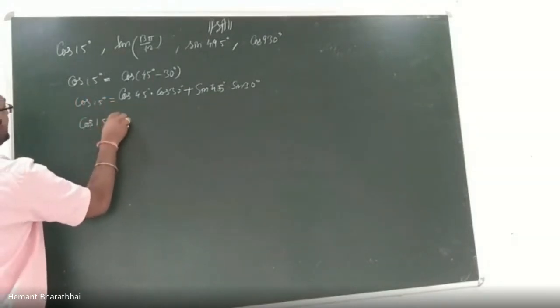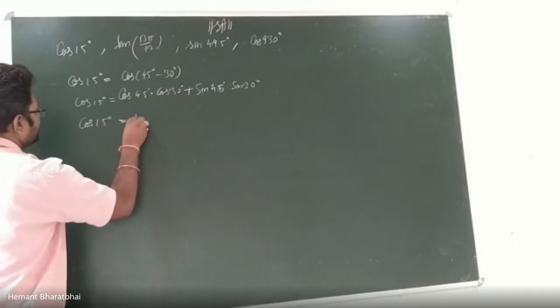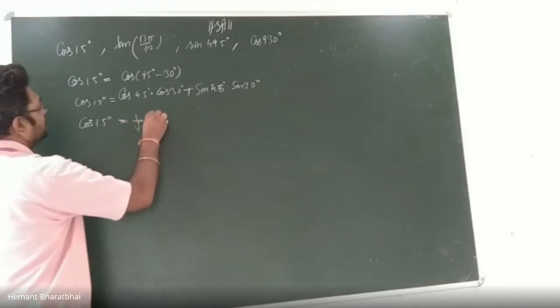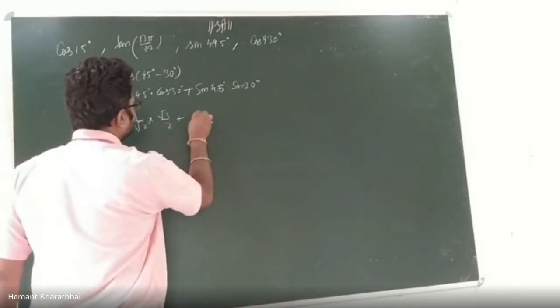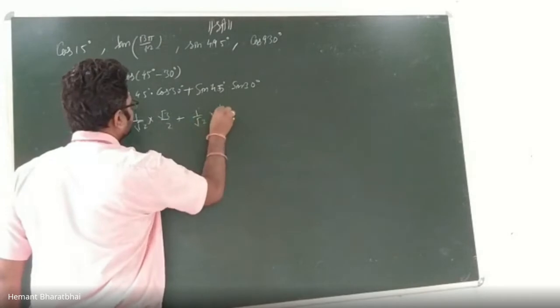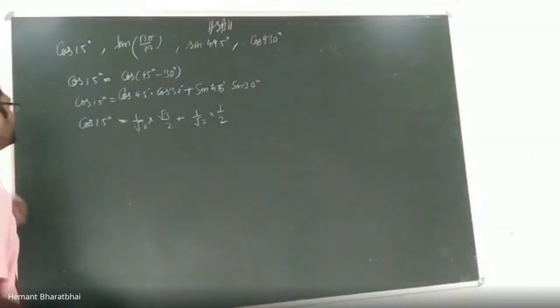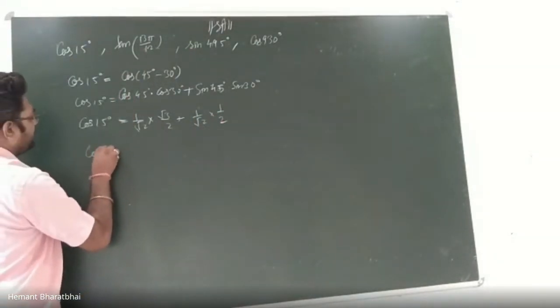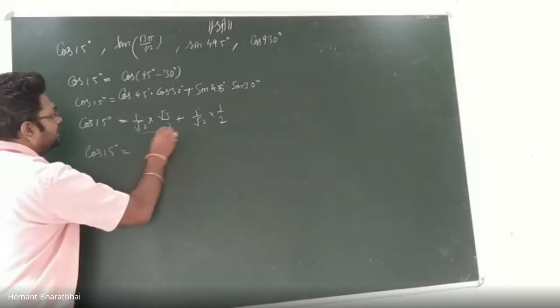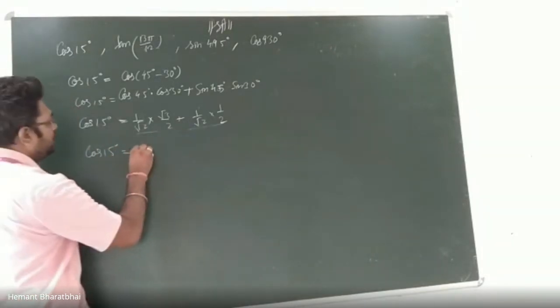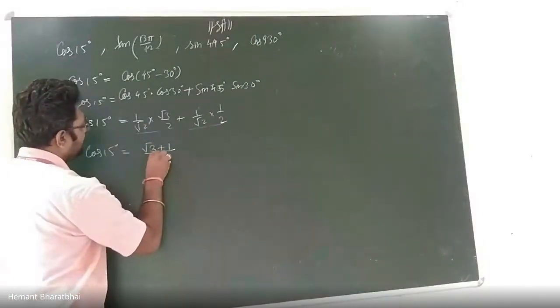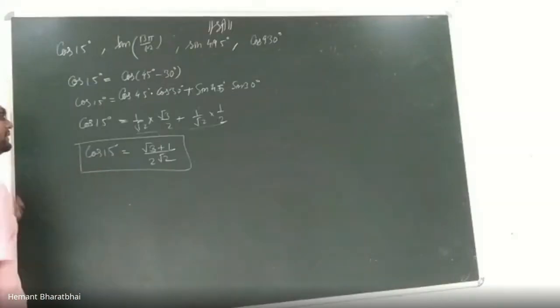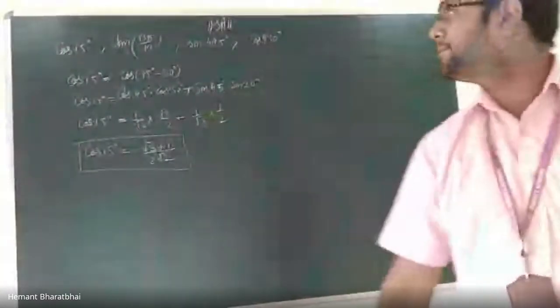Therefore, cos of 15 degrees is equal to cos 45, which is 1 by root 2, and cos of 30 degree is root 3 by 2. Sin of 45 degree is 1 by root 2 and sin of 30 degree is 1 upon 2. So I get cos of 15 degree, the denominator is the same, root 2, so no need to equalize the denominator. So root 3 plus 1 upon 2 root 2. This is the value of cos of 15 degree.